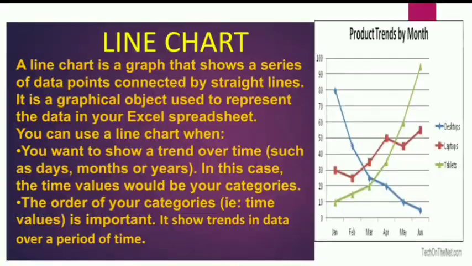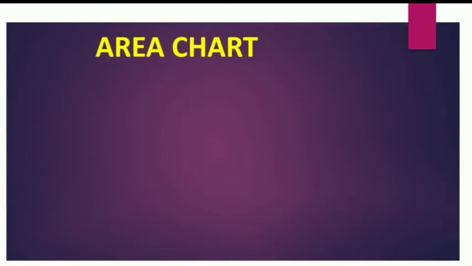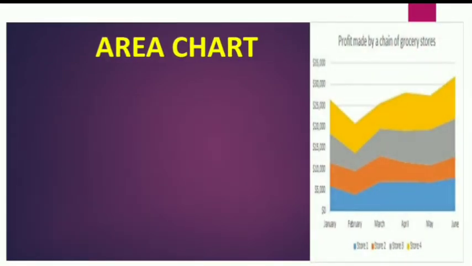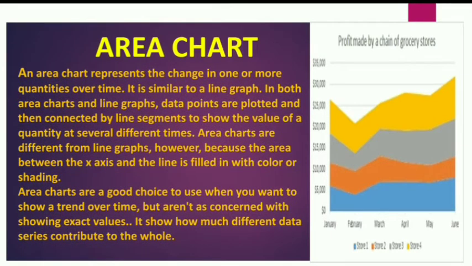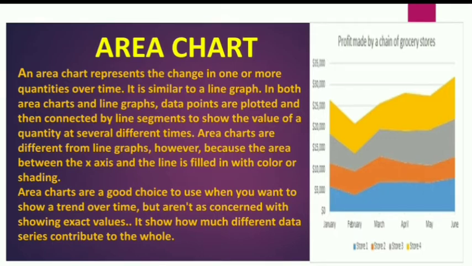Next is area chart. The area chart is also similar to the line chart. The only thing is that the color is filled in the area chart. See, an area chart represents the change in one or more quantities over a period of time. Now, it is similar to a line graph. In both area charts and line graphs, data points are plotted and then connected by line segments to show the value of a quantity at several different times.